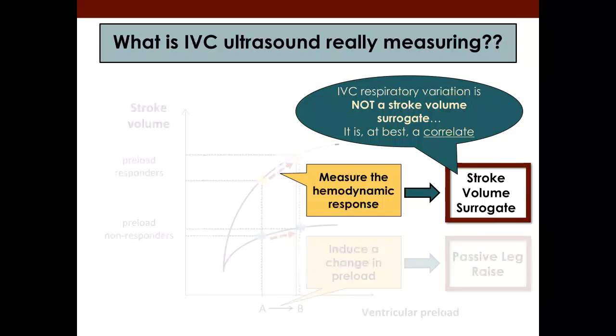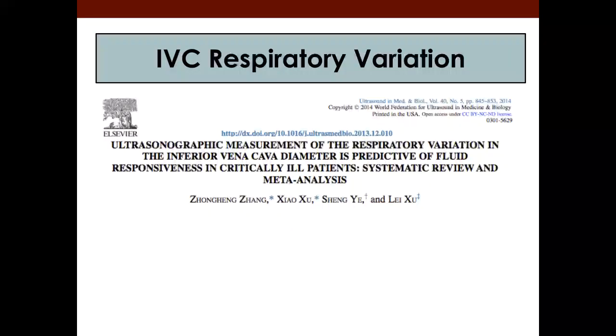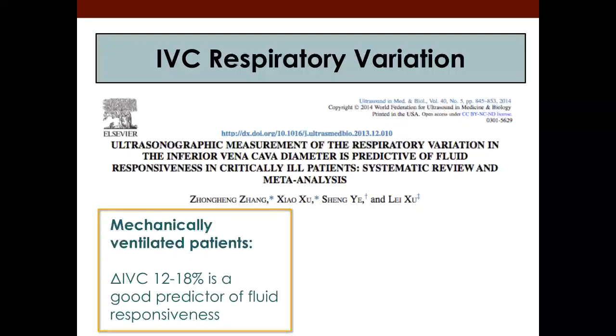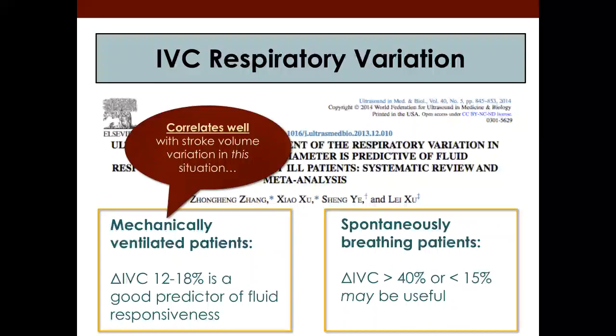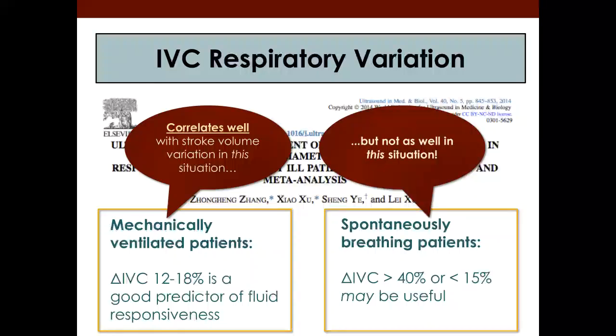And let's talk about how this plays out when you're using IVC to assess volume responsiveness. This was a great review, that came out just a couple years ago, and it looked at all the studies that had looked at IVC respiratory variation for fluid responsiveness. And it concluded 2 things. In mechanically ventilated patients, IVC is a pretty good predictor of fluid responsiveness. In spontaneously breathing patients, it was a lot more equivocal. If there was a ton of variation or minimal variation, maybe, but it was pretty equivocal. And so in this situation, IVC correlates well with stroke volume variation, but not so much in this situation.